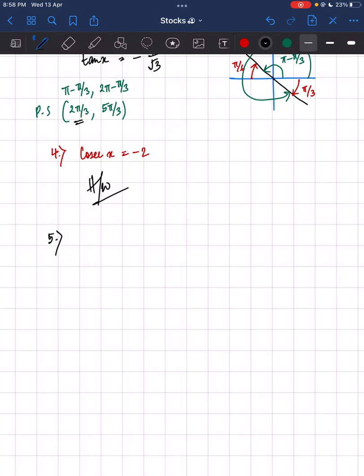In question number 5, what we have is cos 4x is equal to cos 2x. So how are we going to solve this one? Now again, this equation is directly in the form of cos x is equal to cos y. So once we see this in the form of cos x is equal to cos y, we can directly use the formula. Whenever we see cos x is equal to cos y, what do we write?